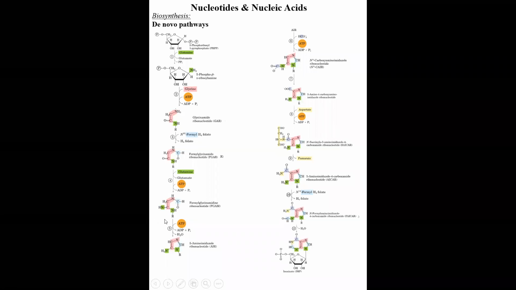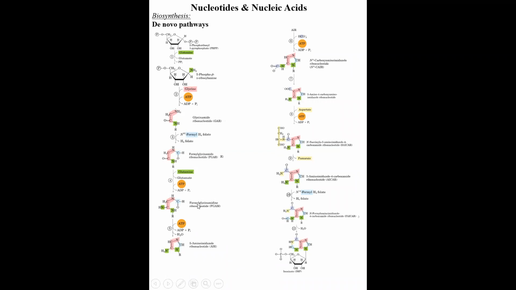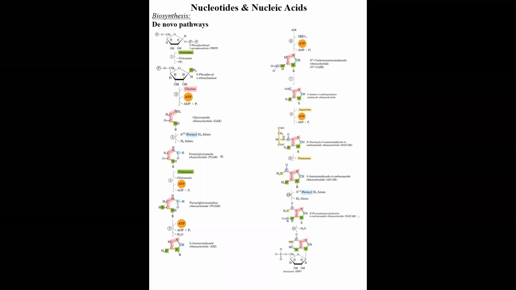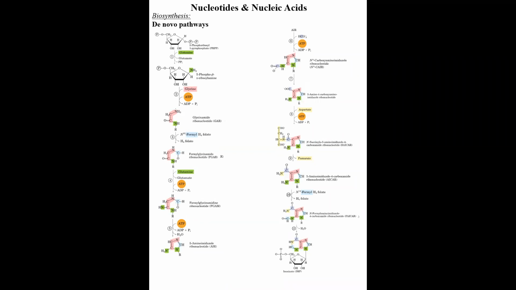So this is now known as what? Formyl glycinamidine ribonucleotide. Why it is known as glycinamidine? Because this is double bond, and double bond is always represented as ene. Okay, if you know basic nomenclature. So it is formyl glycinamidine ribonucleotide. Next step is just energetic step.